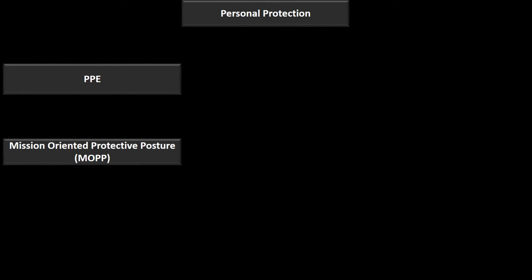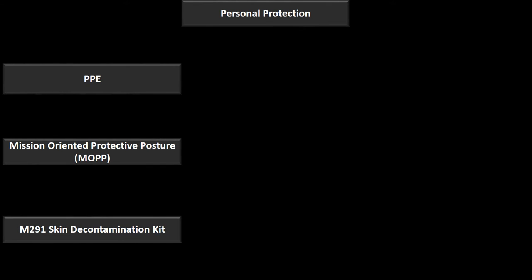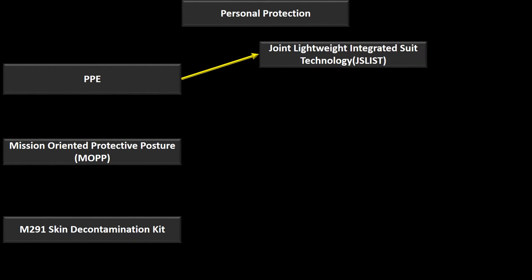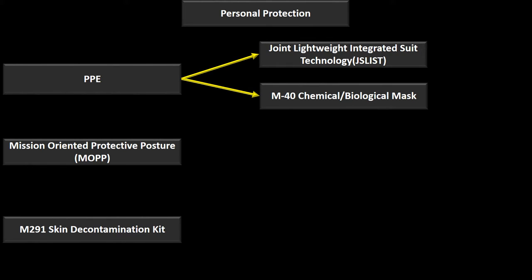When it comes to personal protection, we've got our PPE, our personal protective equipment, our mission-oriented protective posture, or MOP, and the M291 skin decontamination kit. Your PPE is going to include your Joint Lightweight Integrated Suit Technology, or your JSLIST, and also your M40 chemical biological mask, your gas mask.